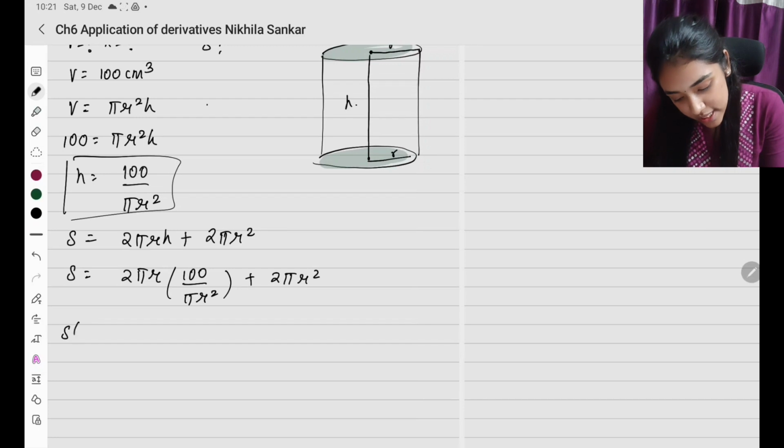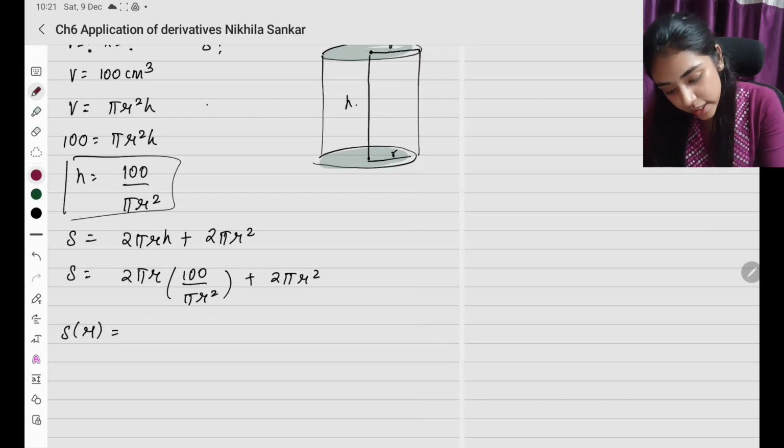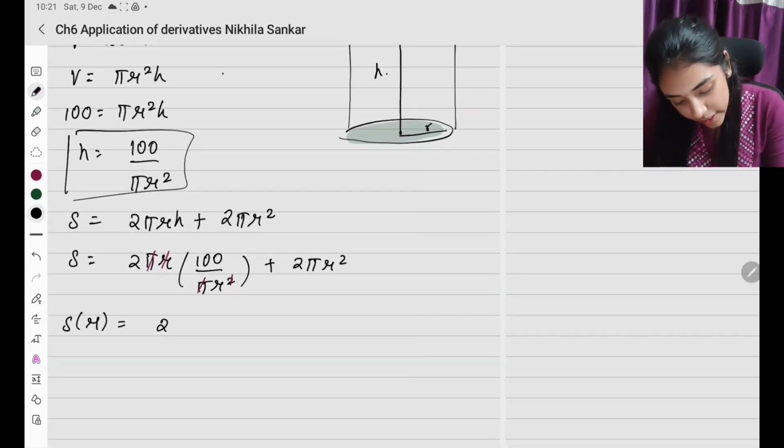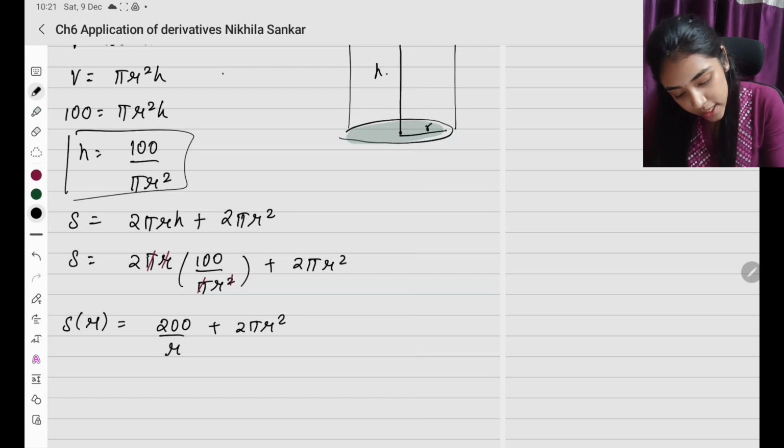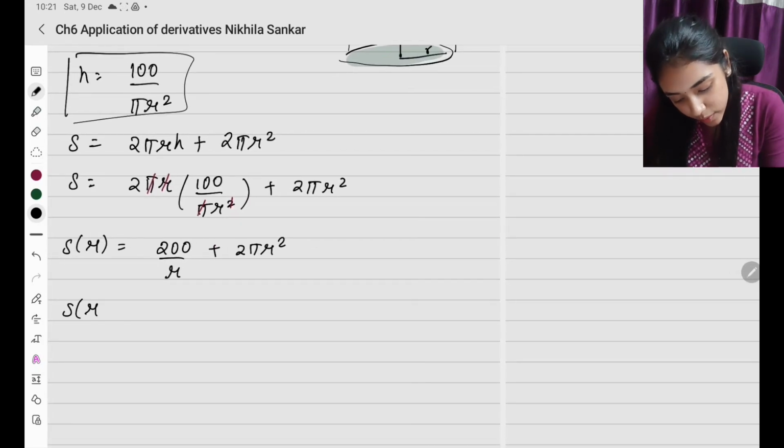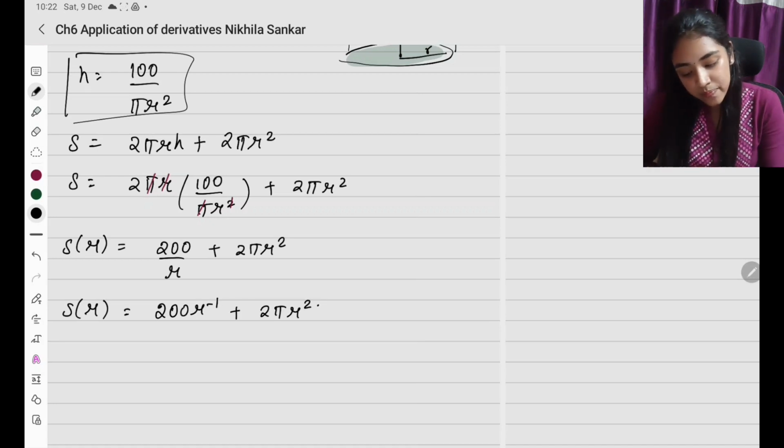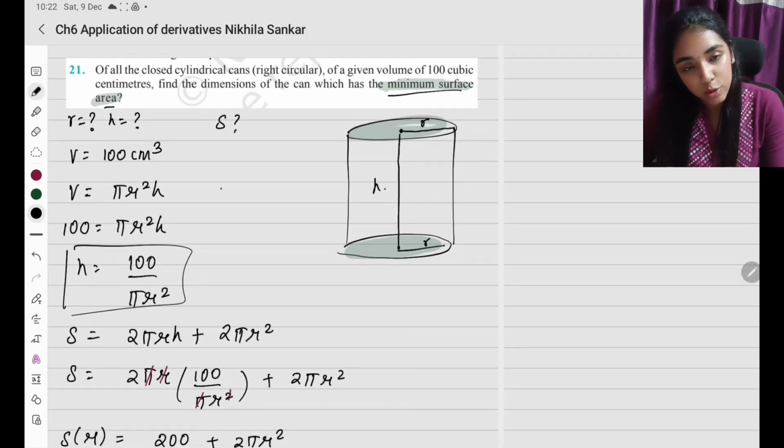Okay, now this is all in terms of r. What can I cancel? Pi and the pi gets cancelled, r and one of the r gets cancelled. So I'll be left with, when I multiply, 200 divided by r plus 2 pi r square. For simple calculation, I can write this as 200 r to the minus 1 plus 2 pi r square.